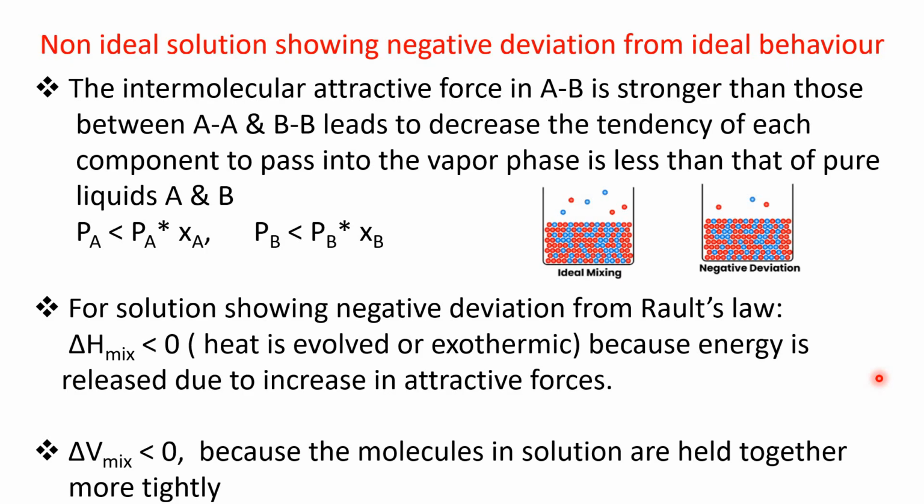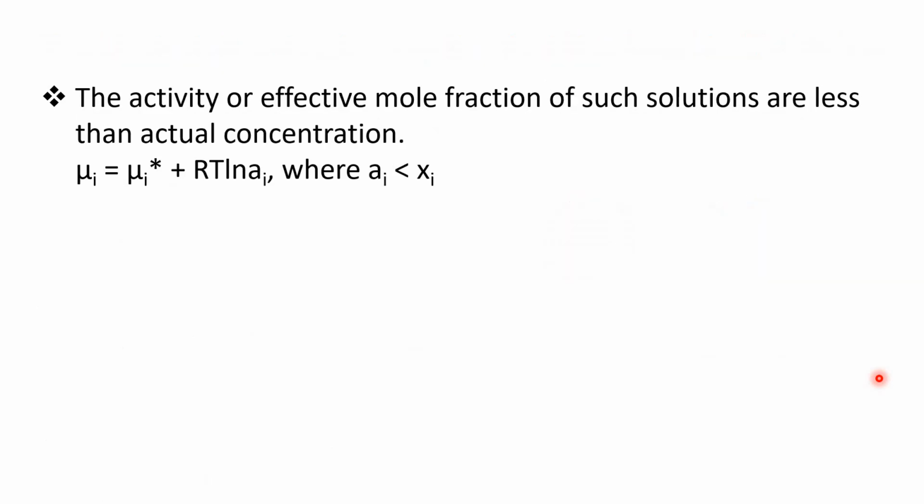Now, for such a solution, delta V mixing is negative, or less than 0. The reason is the same. As the solute-solvent interactions are more, that means molecules are held together more tightly, solute and solvent molecules. So, they will come a little closer to each other and therefore the total volume decreases a little bit. That means the total volume will be less than the sum of the volumes of the component liquids.